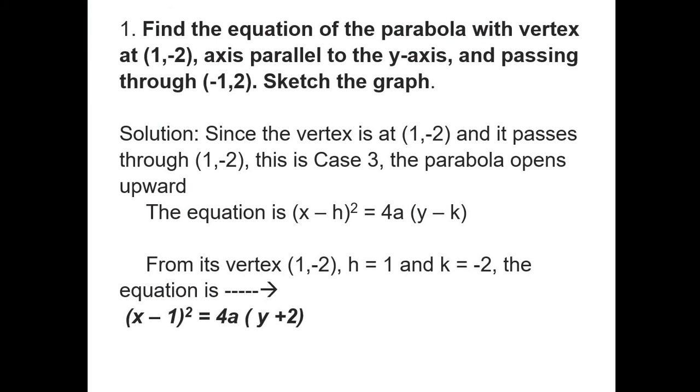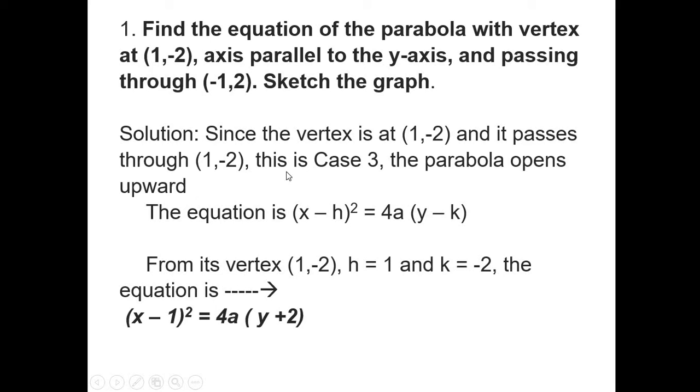Alright? So, let's proceed to the first example. Find the equation of the parabola with vertex at 1, negative 2, axis parallel to the y-axis and passing through negative 1, 2. Sketch the graph. Okay, solution. Since the vertex is at 1, negative 2 and it passes through, teka, mali yung nasulat ko dito. It passes through negative 1, 2.